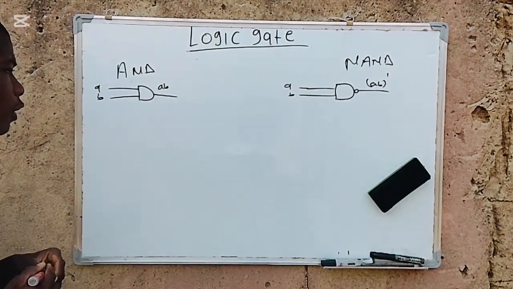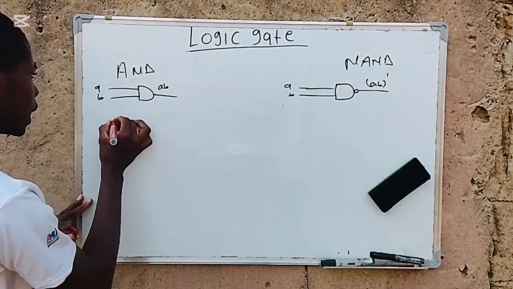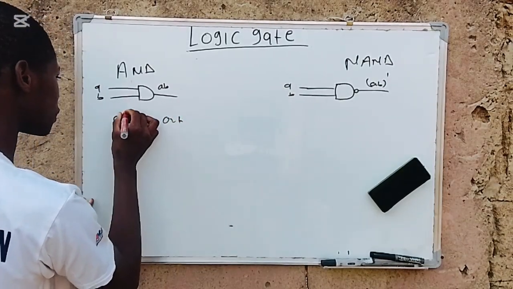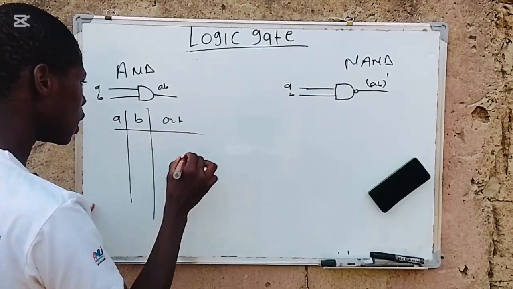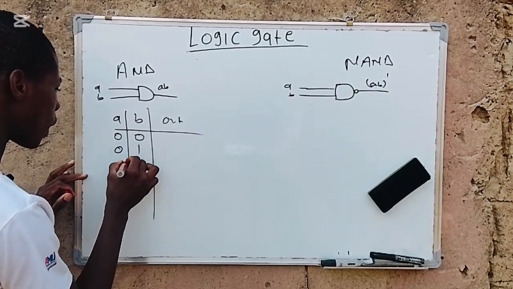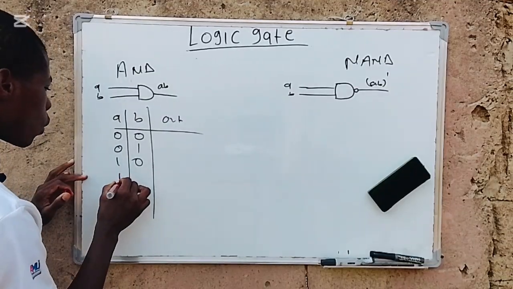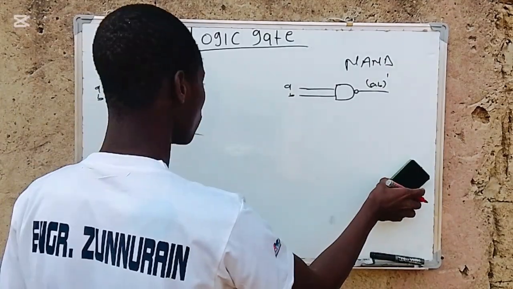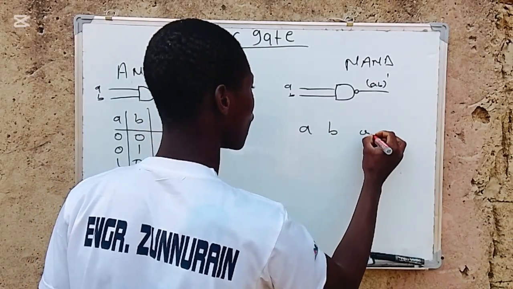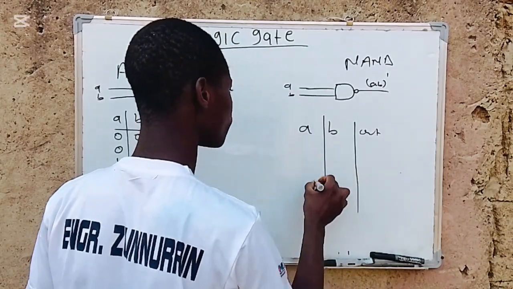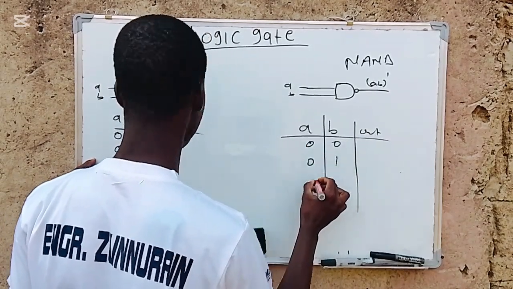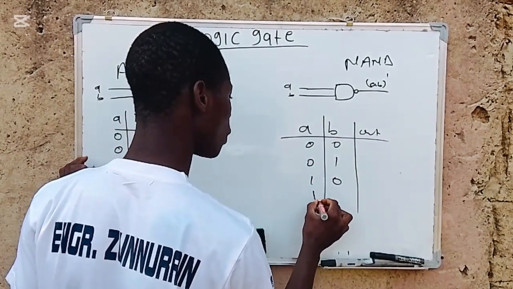So for now, what will be the truth table? Let's say the truth table has input A, B, and the output. Let's say I have 0, 0, 0, 1, 1, 0, 1, 1. And therefore also, what will be the truth table of this? A, B, and the output. So therefore also I have 0, 0, 0, 1, 1, 0, 1, 1.